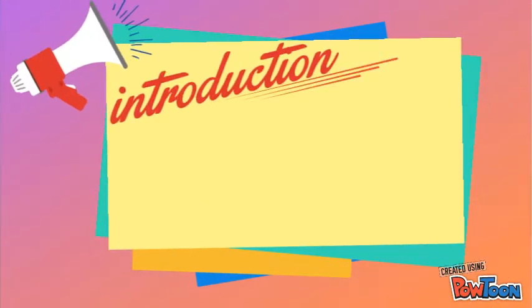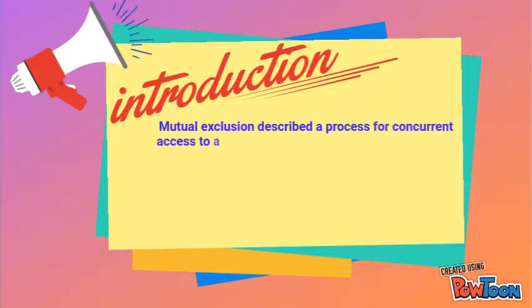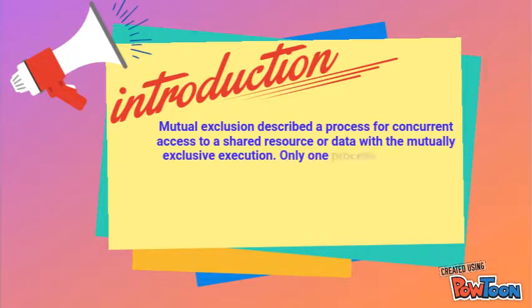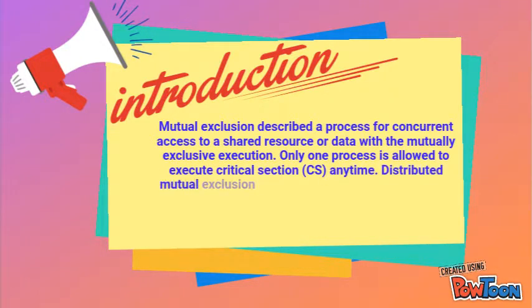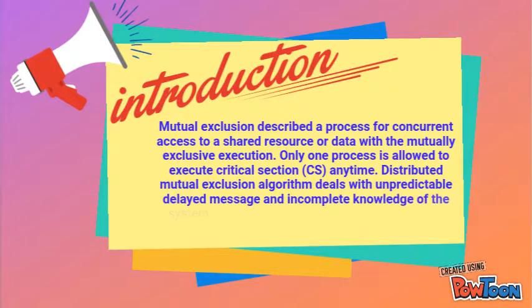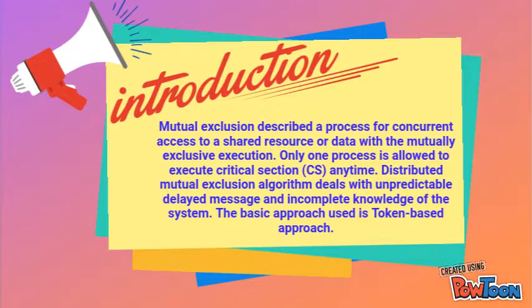Mutual exclusion describes a process for concurrent access to a shared resource or data with a mutually exclusive execution. Only one process is allowed to execute the critical section at any time. This algorithm deals with unpredictable delayed messages and incomplete knowledge of the system. The basic approach used is the token-based approach.